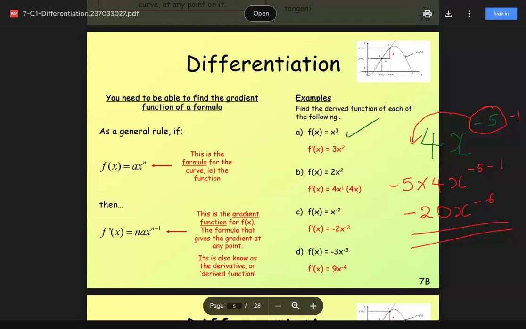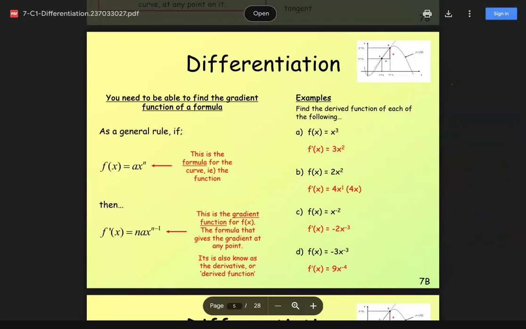So I'm going to ask you to do two questions before we move on. I'm going to pause now. y equals 5x cubed and y equals minus 3x to the power of 4. Do those questions while I pause.